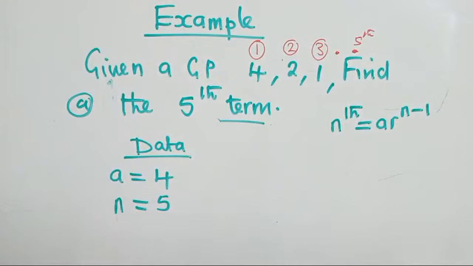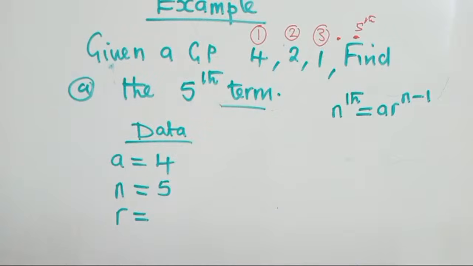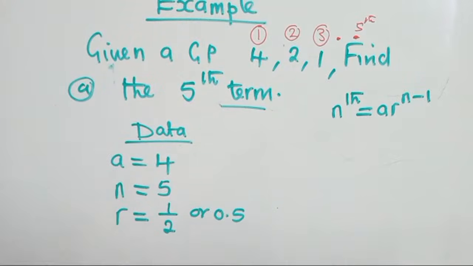After writing that 5, we can now find our R. What is our R? It is either 1/2 or 0.5. Whichever you think is easier to work with, because these two are just the same. If you want, you can use 1/2 or 0.5. Whatever you are comfortable working with, it's okay. So I'll go with 0.5. This is what most people like using.